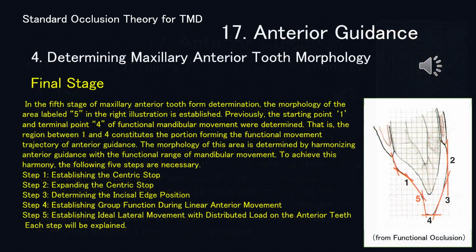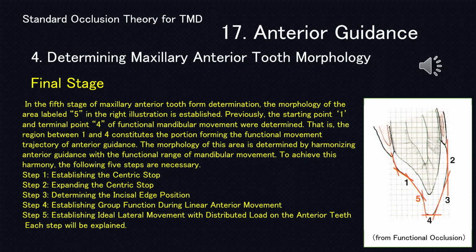restoration. Final stage. In the fifth stage of maxillary anterior tooth form determination, the morphology of the area labeled A5 in the right illustration is established. Previously, the starting point 1 and terminal point 4 of functional mandibular movement were determined. That is, the region between 1 and 4 constitutes the portion forming the functional movement trajectory of anterior guidance. The morphology of this area is determined by harmonizing anterior guidance with the functional range of mandibular movement.